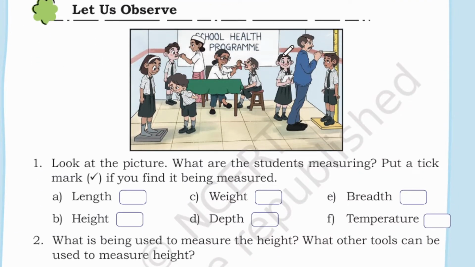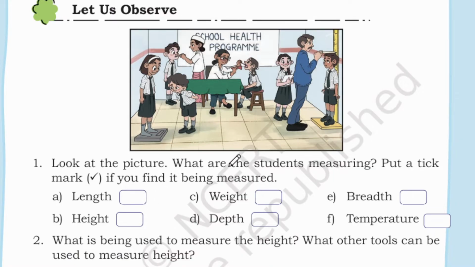All right, now we will go into the chapter. Let us observe the picture. A school health program is happening and a few children are there to do a medical checkup. What are the students measuring? Put a tick mark if you find it being measured. Okay, let's see. Length. Is the length of the floor measured? No, it is not measured. So I'm not going to put a tick mark.